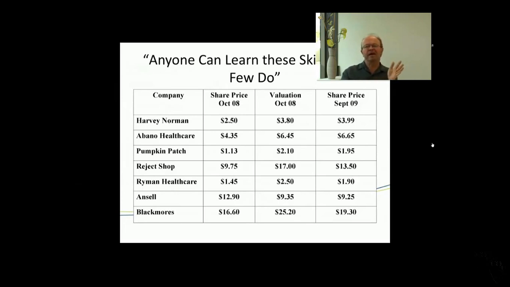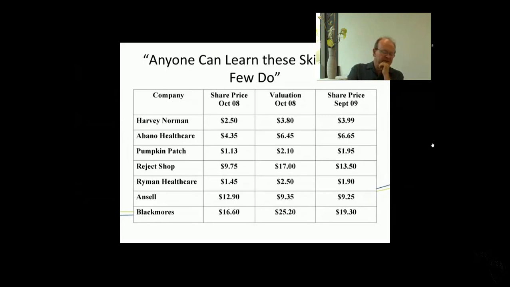Ansell, $12.90. They saw the value lower, $9.35. Convincing story around it. And Blackmore, $16.60, $25.20. So that was at the time. These are the ones that I found convincing. I invested $1,000 something in Pumpkin Patch.